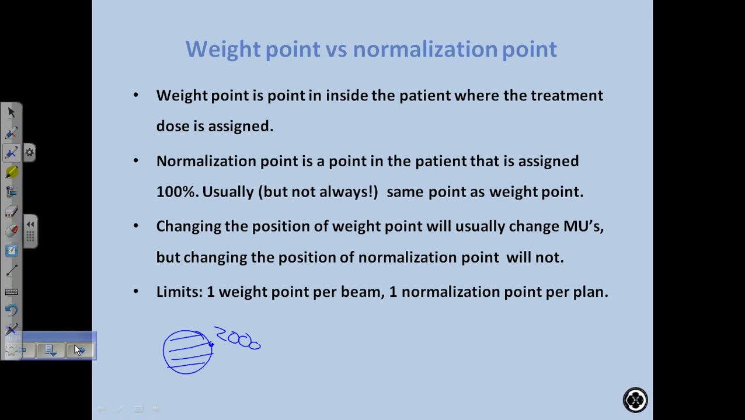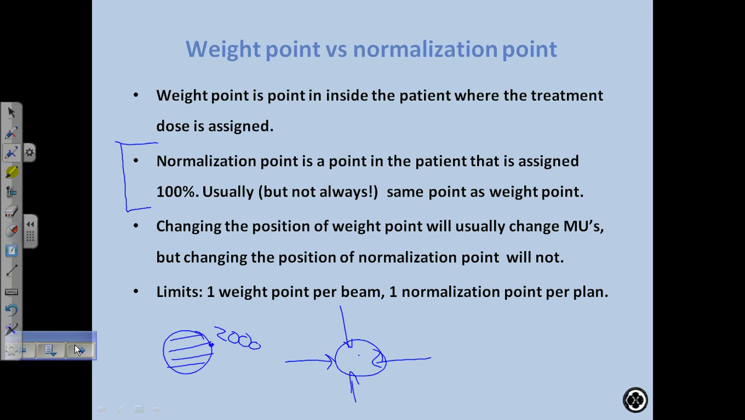But typically, it's a very basic case. You have four fields coming in to treat a prostate or whatever, and typically you'll put a waypoint in the center. You'll say, I want to give 2,000 centigray or whatever it is to that point, and it'll calculate the MUs. Okay, so now the normalization point is a point in the patient that's assigned 100%, but not always the same point as the waypoint. So this is the typical case, which is pretty basic.